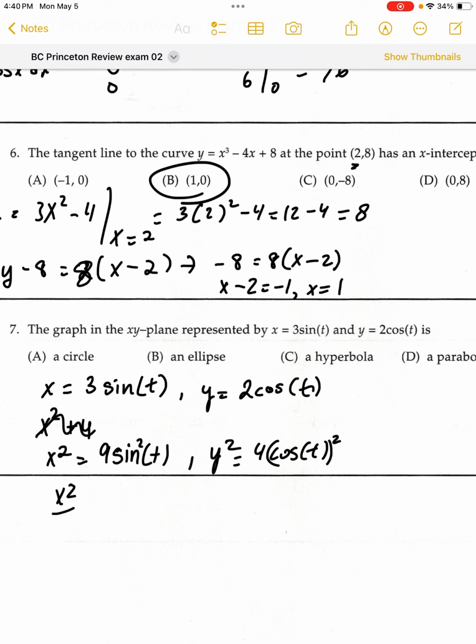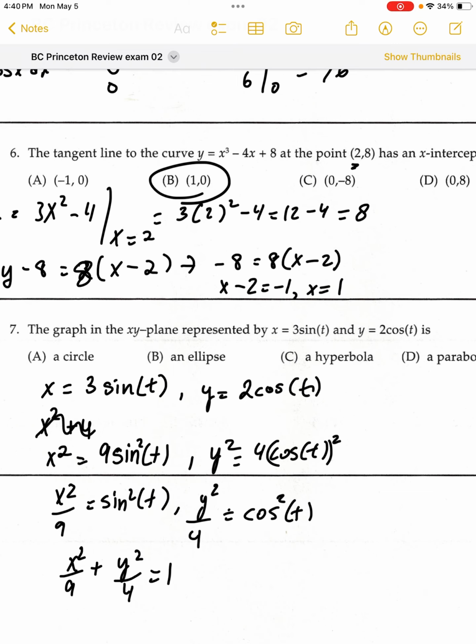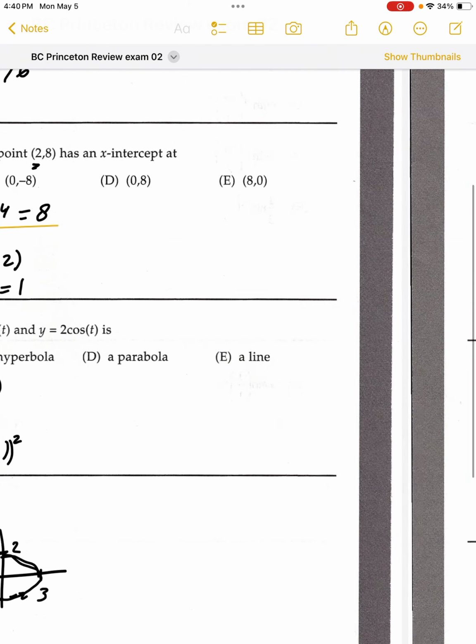Right? And if I do x squared divided by 9 equals sine squared t, and then y squared divided by 4 is cosine squared t, then I get x squared over 9 plus y squared over 4 is 1 by the Pythagorean identity, and that'll just look like an ellipse. That's the equation of an ellipse. So our answer choice is B.